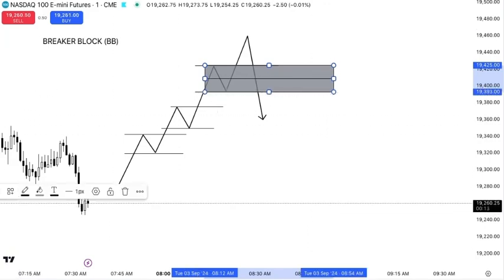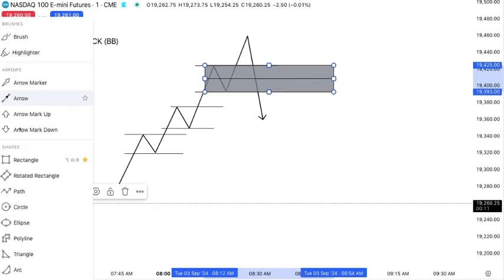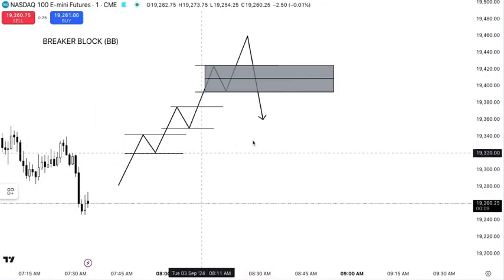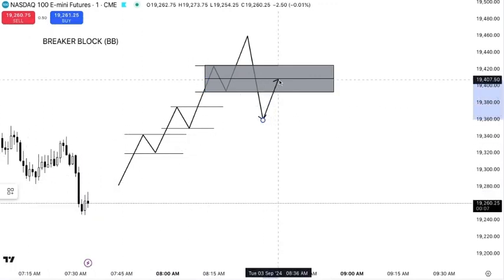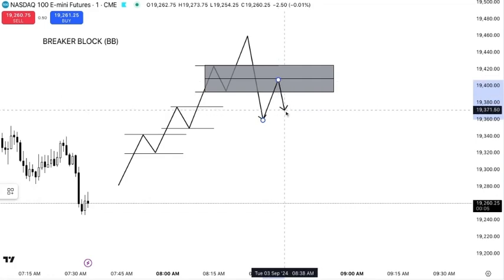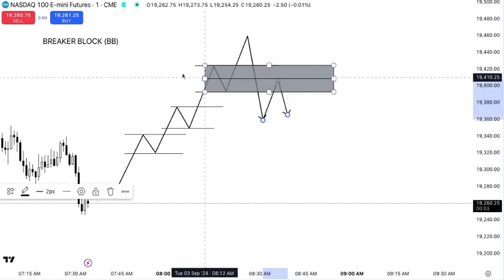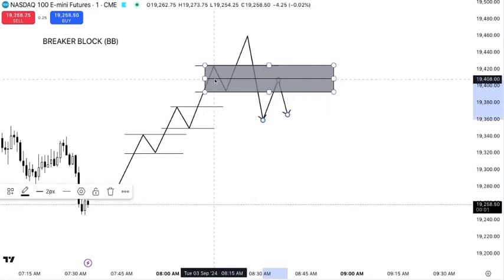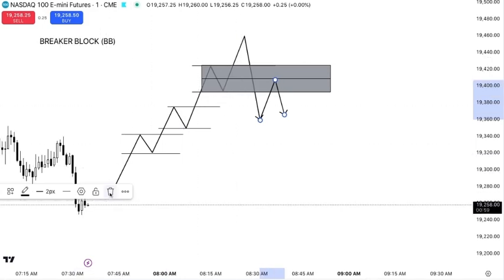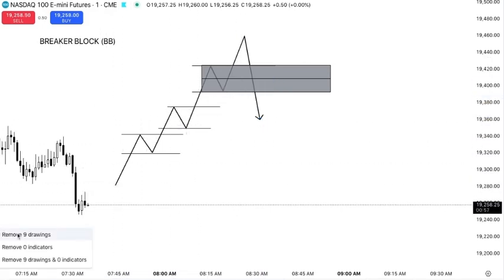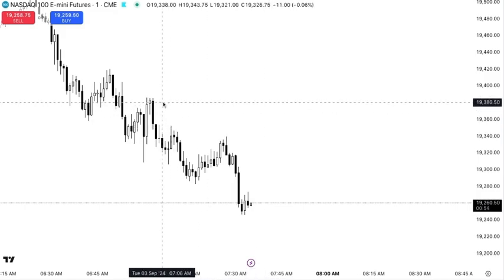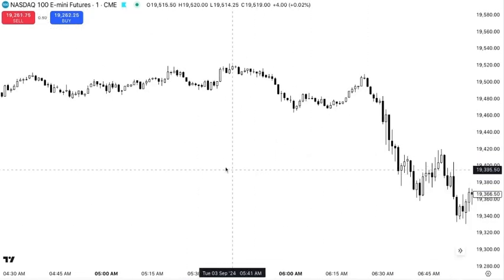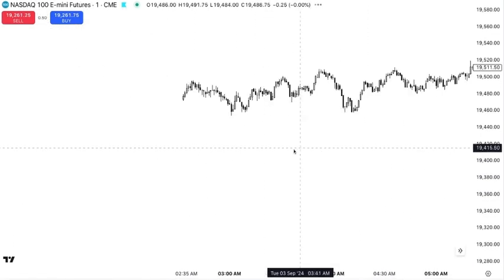So price would be, this is how initially it would work. Price would go into it and then back out, and that's how you would enter that trade. So that's how you can use breaker blocks in your trading. And I'll go over the chart a little bit and show you guys. So let's go on the chart and look for some of these.